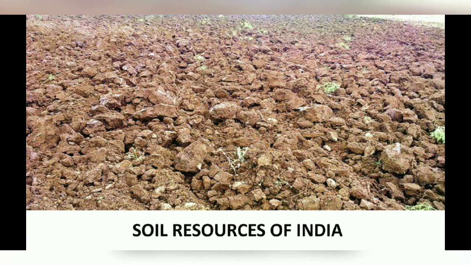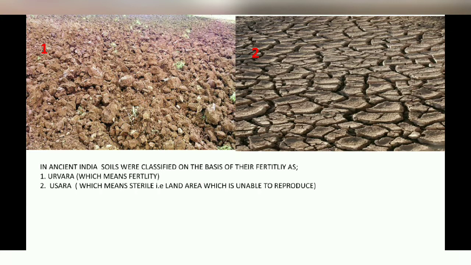In ancient times, soil was divided into two broad categories. Now you can just look into the picture. Number one, it was called Urvara, which means a fertile land where cultivation can be done as well as crops can be grown.